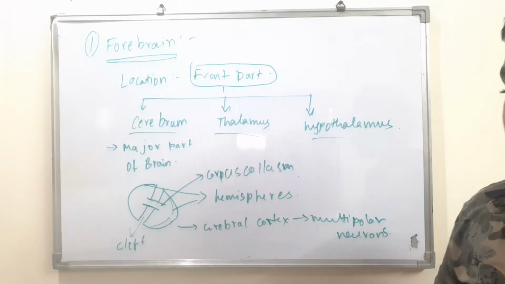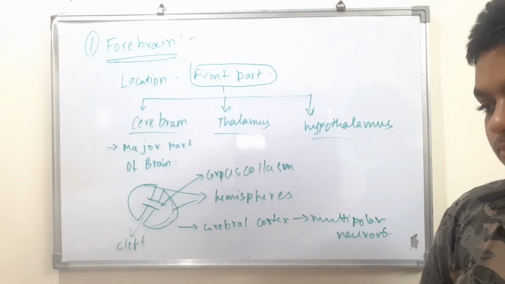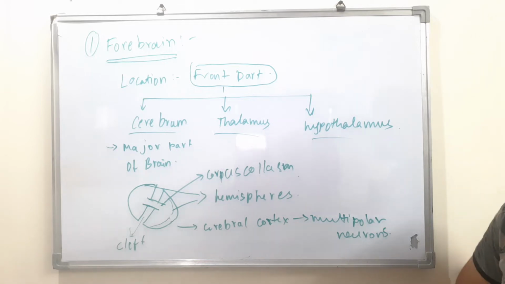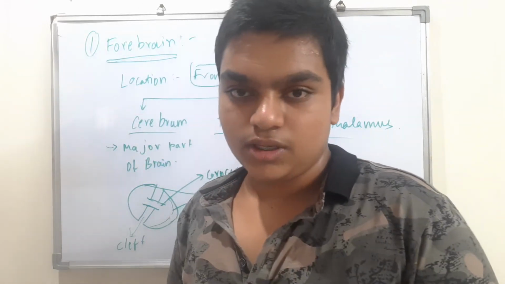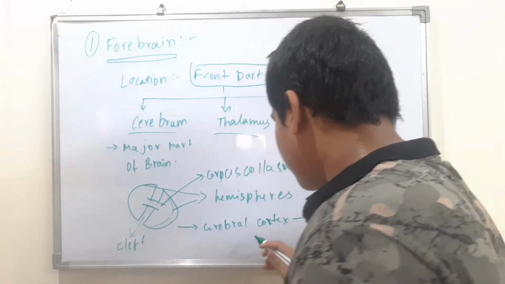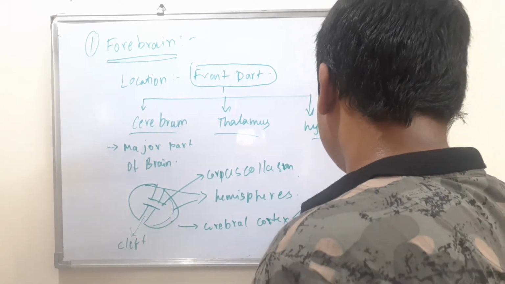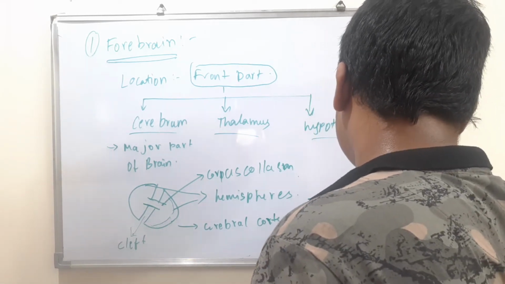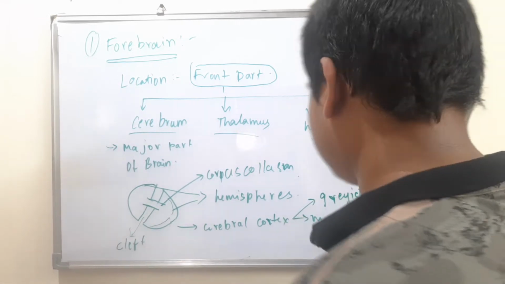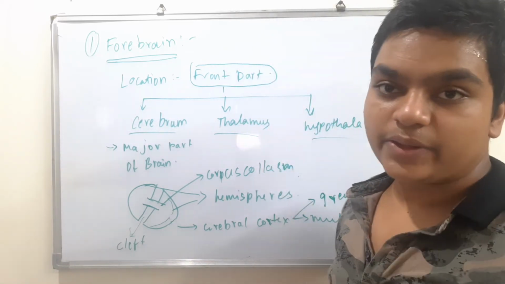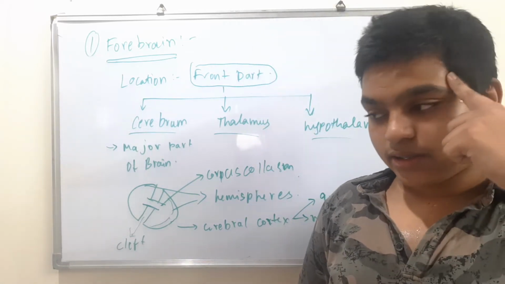Now this cerebral cortex appears greyish in color, due to the higher concentration of nerve cell bodies. Dendrites are outside and nerve cell body concentration is more, so that is why it appears grayish in color.